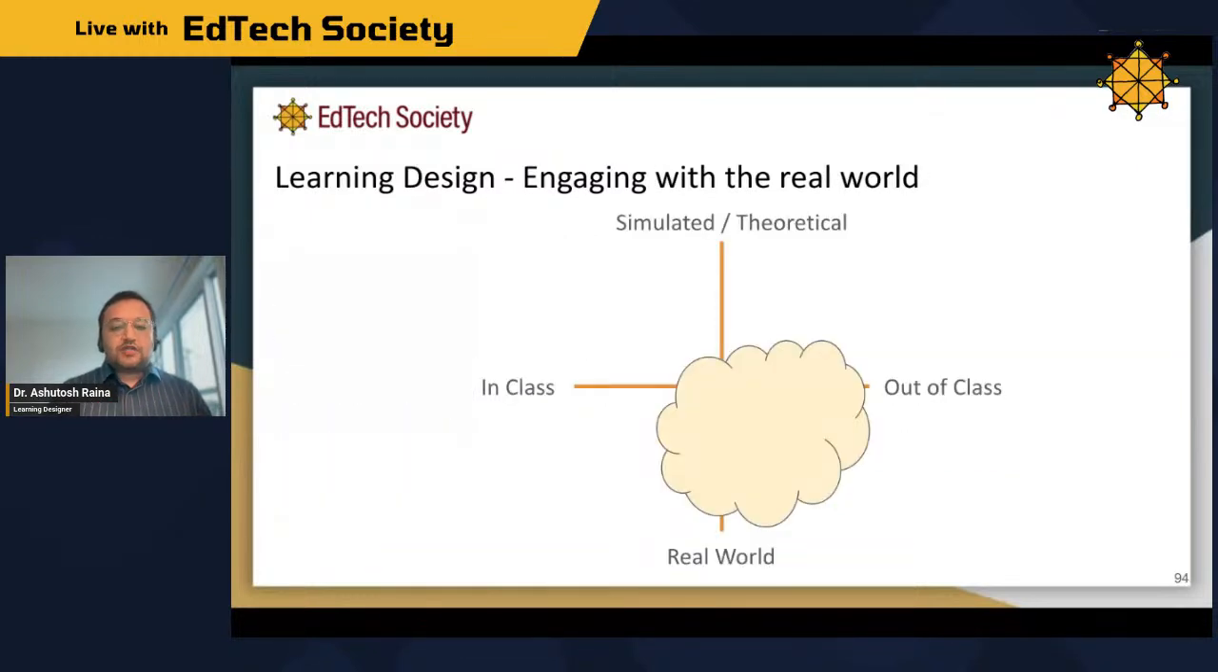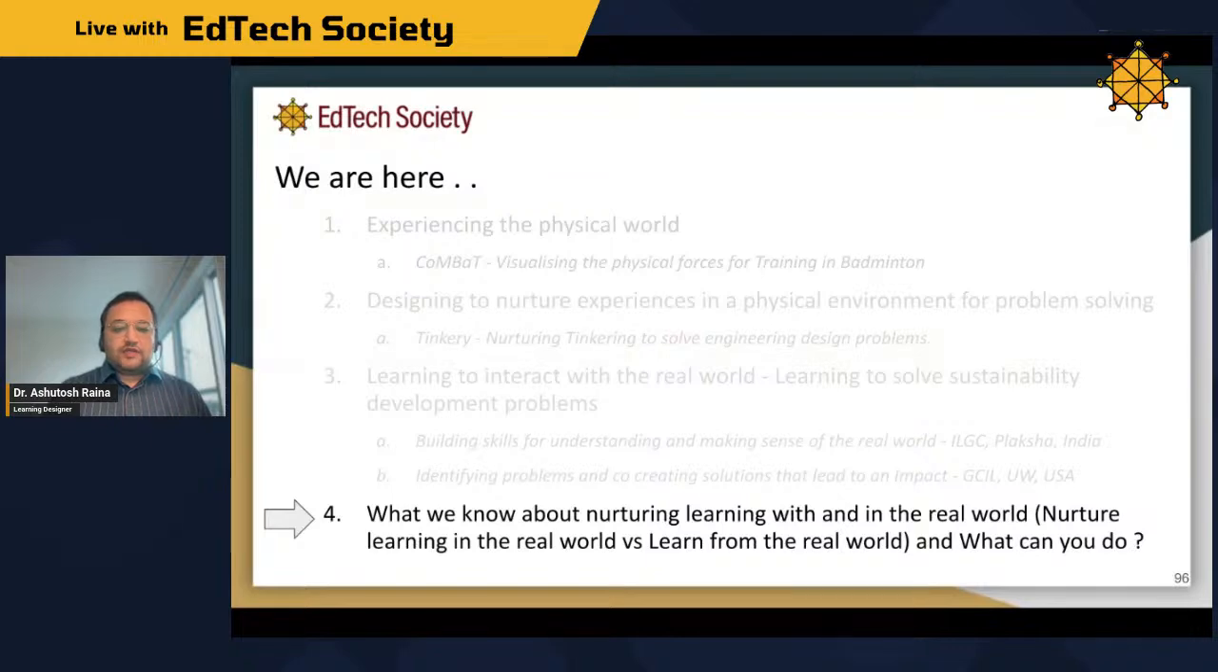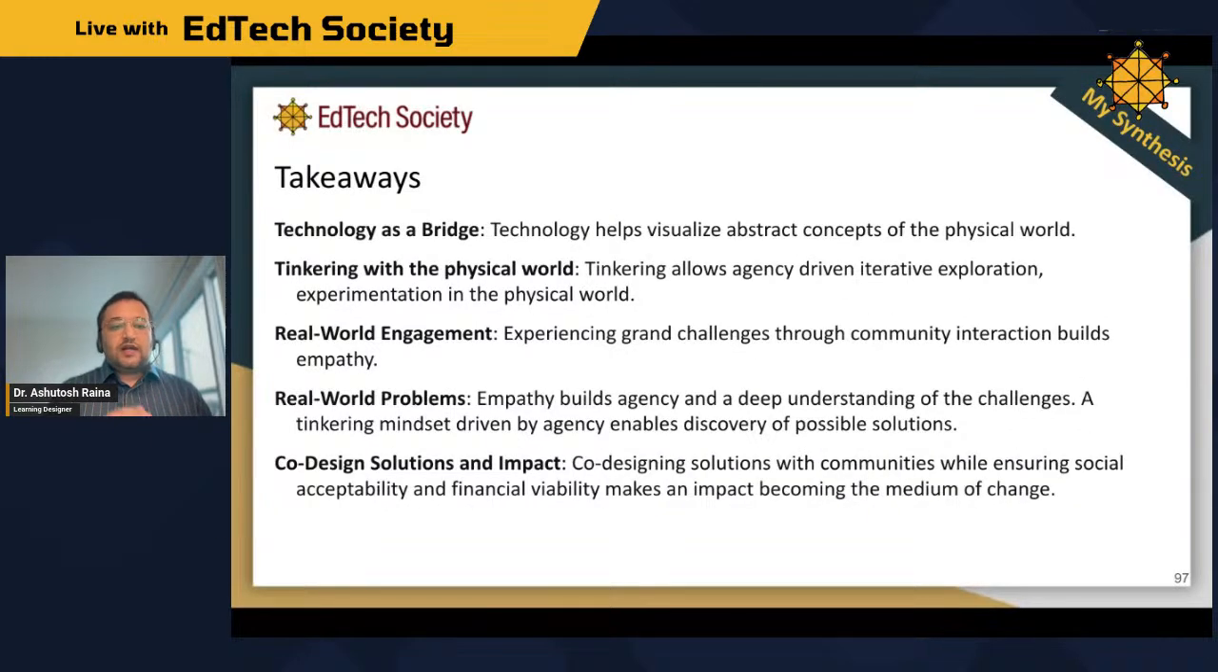And most of such courses are more real world, out of class, with some in classes and little simulated or theoretical immersion. So what do we take from all of this, which brings us to the last part? What are the takeaways? So technology, for the entire talk, technology helps visualize abstract concepts of the physical world. Tinkering allows agency driven iterative explorations, experimentation in the physical world.